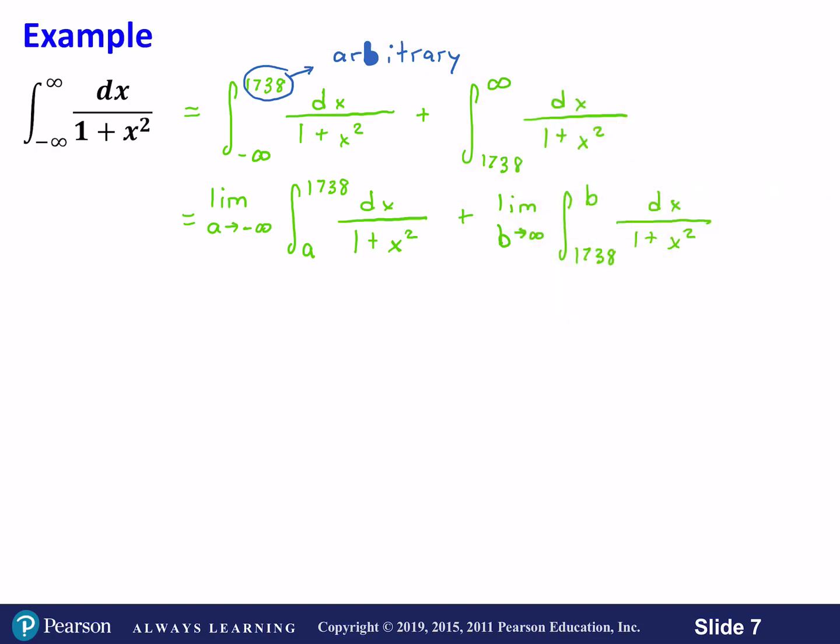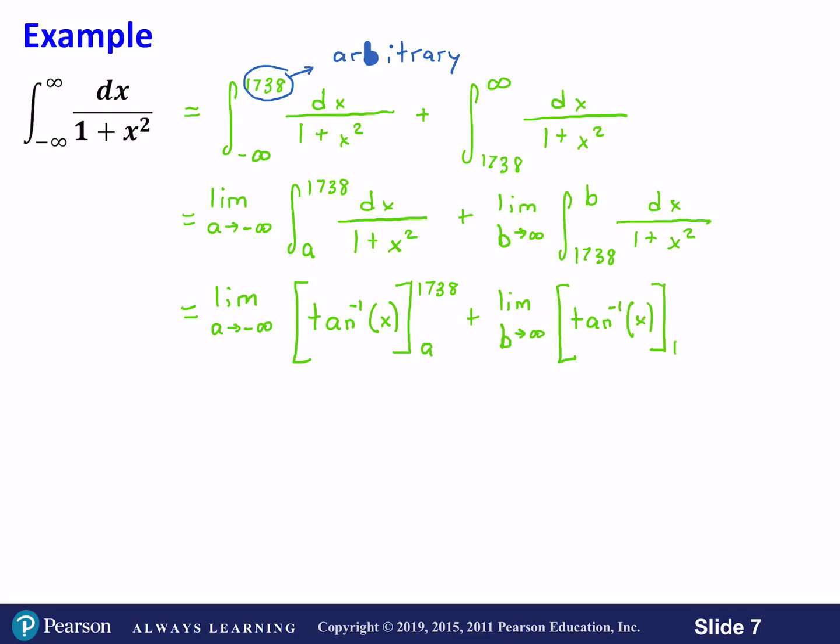All right. So let's continue with this calculation. We can compute this integral. Hopefully you guys remember that this is indeed the integral of just the arctangent. And so, in order to evaluate this integral, we write that this is just the inverse tangent of x evaluated from a to 1738. And then it's going to be the same calculation over here of the arctangent of x evaluated from 1738 to b.